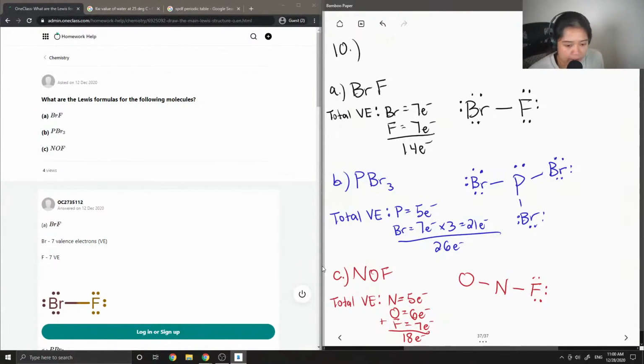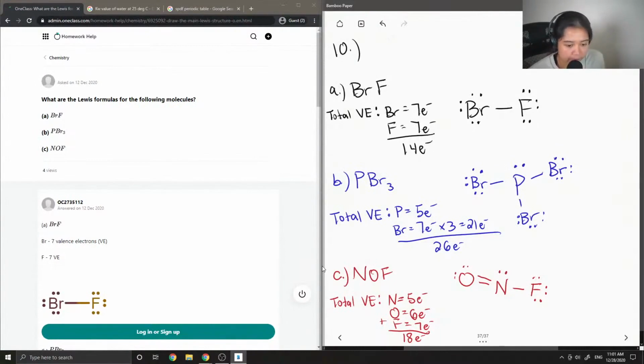But if I were to draw in all of the lone pairs on the oxygen, there would be 4. And nitrogen still doesn't have a full octet, so that's why I joined a double bond in between the oxygen and the nitrogen. But we still don't have a full octet for the nitrogen, so I'm going to add another lone pair.